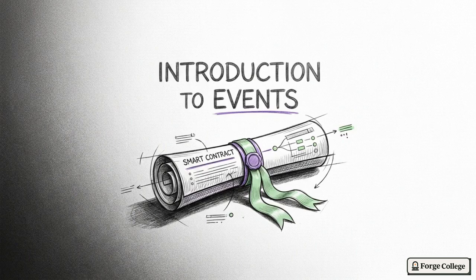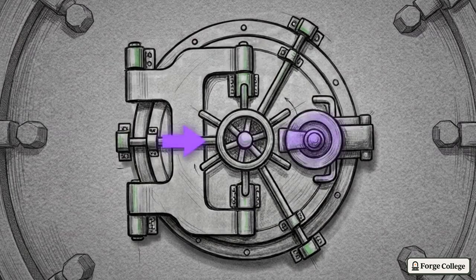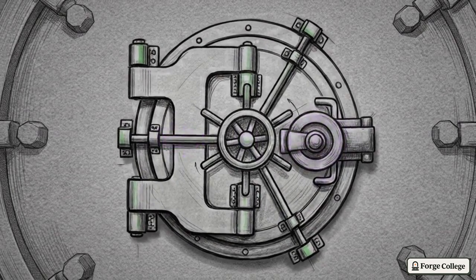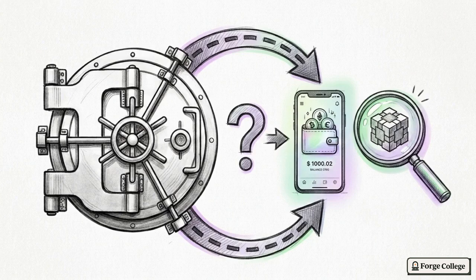You've just finished your capstone smart contract, which means you have a contract that actually does something. That is a huge milestone. But now that your code is changing state safely inside its locked vault, we have a practical challenge. How do external applications, like a mobile wallet or a block explorer, know when those changes actually happen?